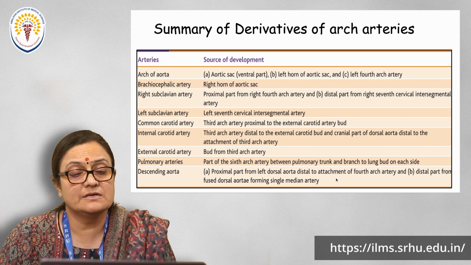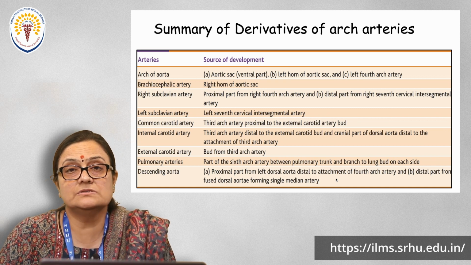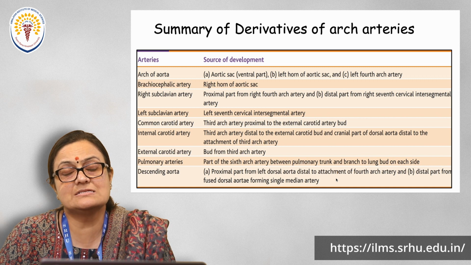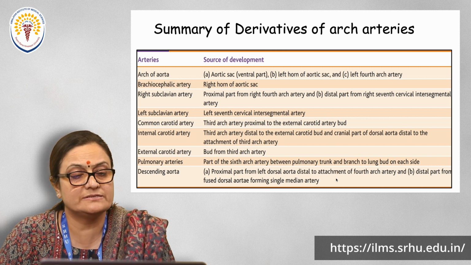And pulmonary arteries, we know on both sides, the part of the sixth arch artery which is proximal to the lung bud. So, the distal part has different fates, but the proximal part will always form the pulmonary artery on both sides.